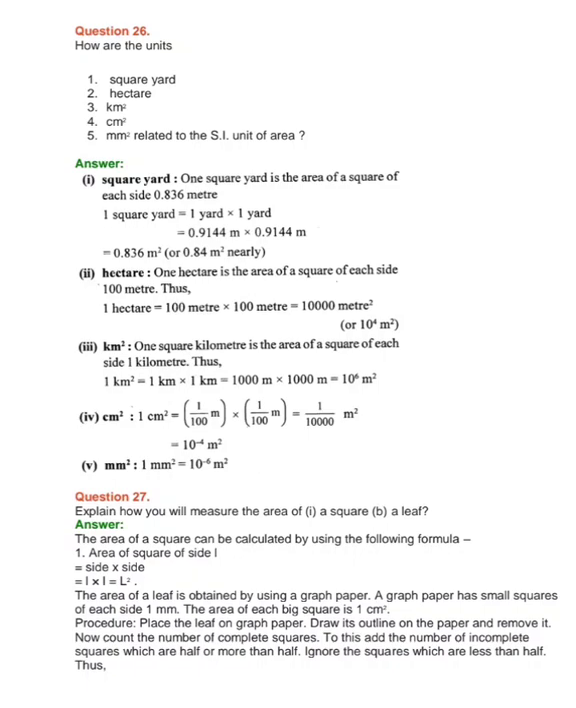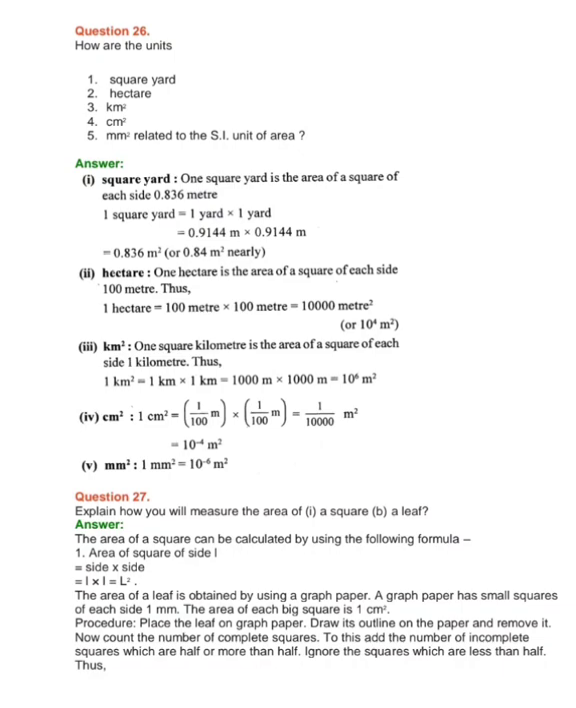The area of a leaf is obtained by using a graph paper. Why? Because the leaf shape is irregular. So the things which have irregular shape, the area is to be measured by using the graph paper. And how to use it? A graph paper has small squares of each side 1 millimeter. The area of each big square is 1 centimeter square.